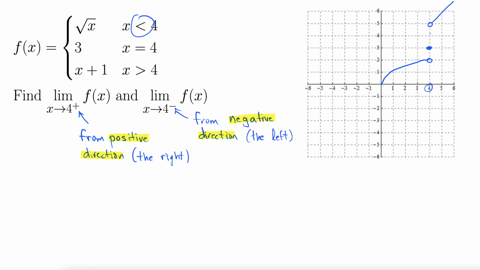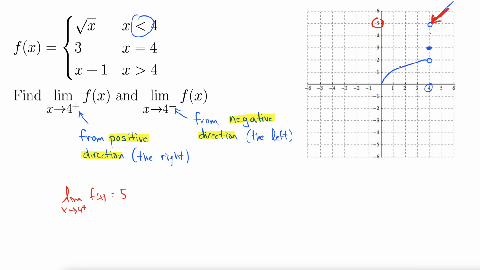Let's evaluate these limits. Okay, so for the first one, we're coming into 4 from the right. So from the right, this is x equals 4, so we're approaching it this way. So the limit as x goes to 4 from the right is 5. Right, we're approaching a y value of 5. So let's write that out. The limit as x goes to 4 from the right of f of x is 5.